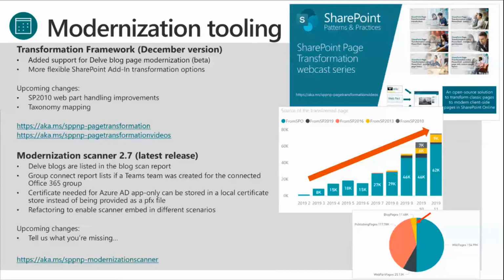What's coming next in the page transformation world? I think we already did some SharePoint 2010 web part handling improvements. There were some things not going very well, especially with the V3 web parts in SharePoint 2010. It's all about very basic CSOM APIs that you have to complement with web service calls, etc. And the other one is around taxonomy mapping. It's one of the last pieces.